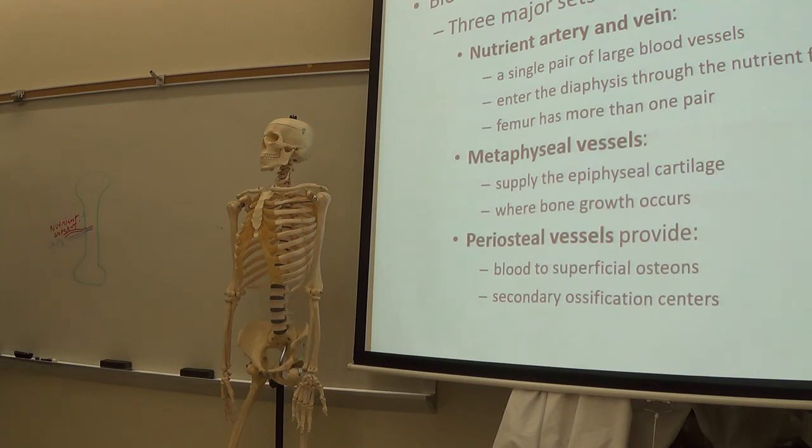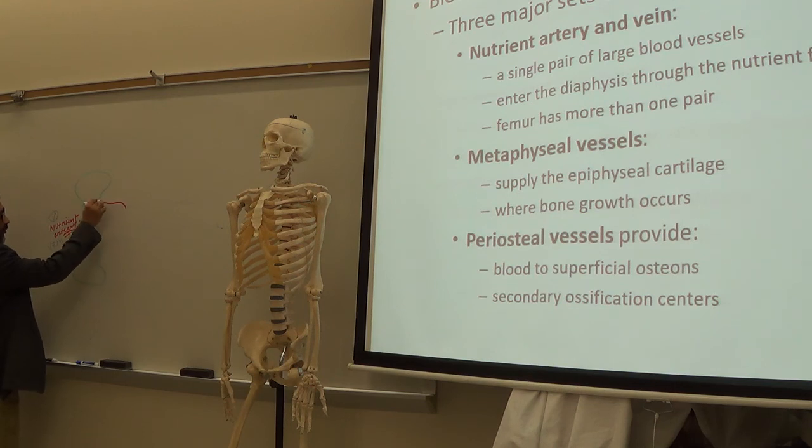So that is one set of blood vessel, and it supplies blood mostly inside the shaft of the long bone. Then there is another set of blood vessels.